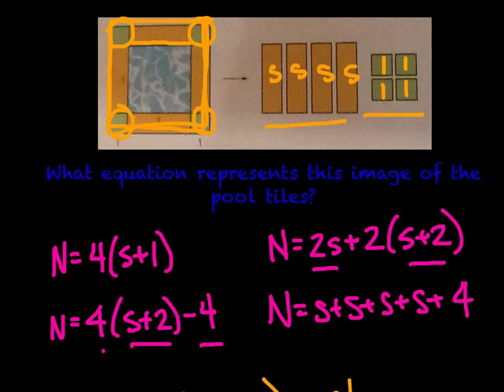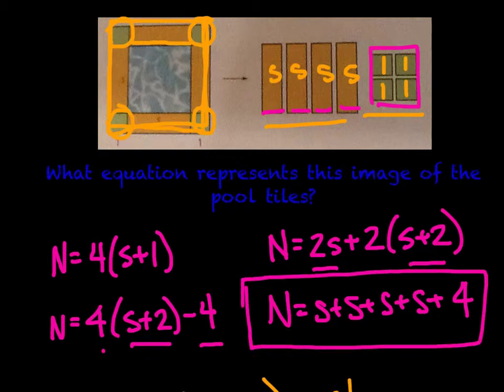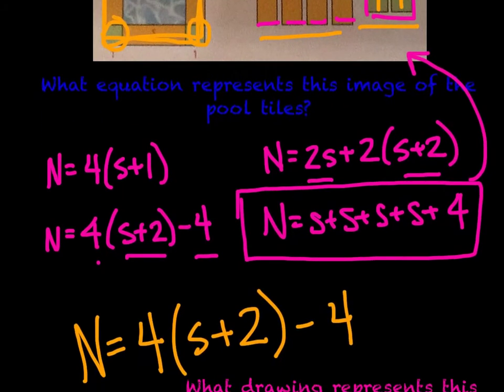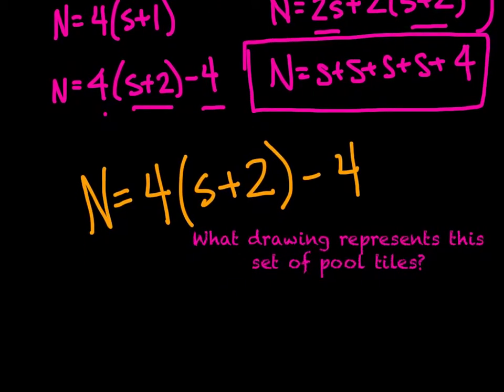And looking at these situations, I see that if I were to look at my tiles, it looks like I have 5 s's being added together and 4 individual tiles. So I would say that this final answer, or this final equation, is the one that represents our drawing here.